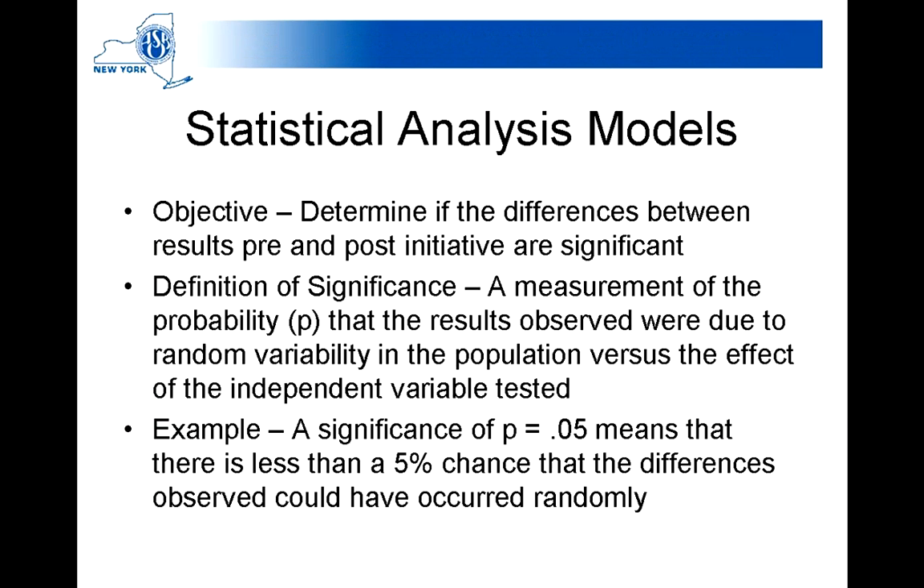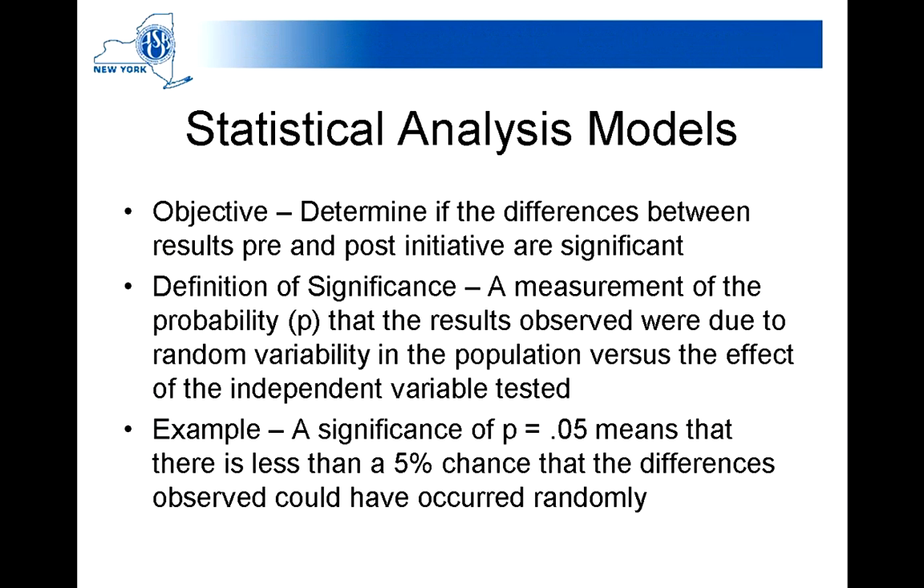Okay. The general definition of significance is a measurement of the probability that the results observed were due to random variability in the population versus the effect of the independent variable that we tested. So put another way, if I look at a mean score on something before I implemented it and a mean score after, go back to my coin tossing example, is the difference that occurred between the two large enough that it is just highly unlikely that it's just some random chance that happened to be the numbers that occurred that day, and that it's more likely it's attributable to something that's new or different in the population.